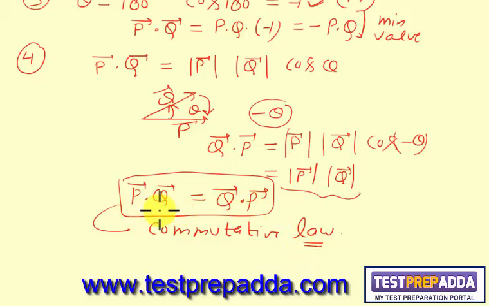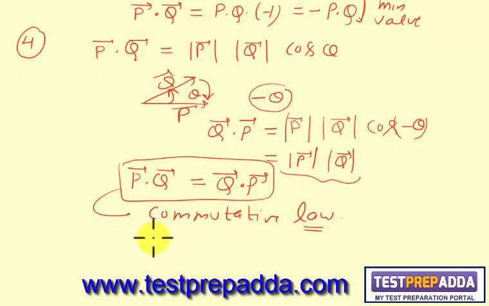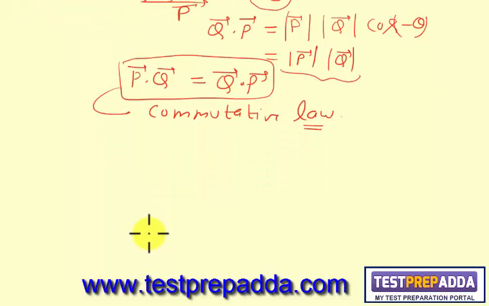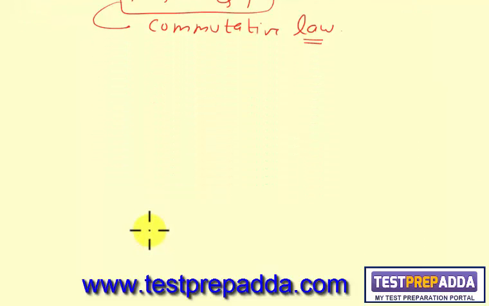So dot products, actually this is similar to products of scalar quantities. We write 5 into 7 or we write 7 into 5. Both ways we will get the same answer, right? Okay. Now we will move to point number 5.